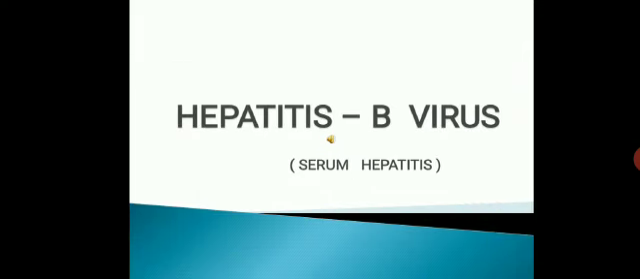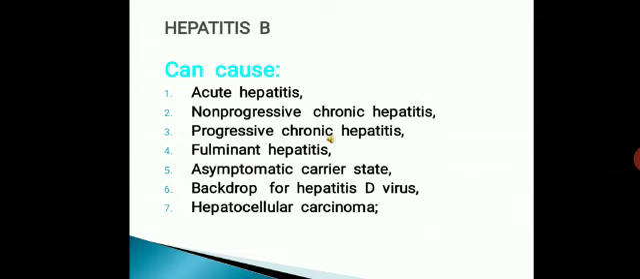Now about hepatitis B virus. This is known as serum hepatitis. Hepatitis B virus can cause acute hepatitis, non-progressive chronic hepatitis, progressive chronic hepatitis, fulminant hepatitis, an asymptomatic carrier state, hepatitis D viral infection on top of it, or it can also cause hepatocellular carcinoma.